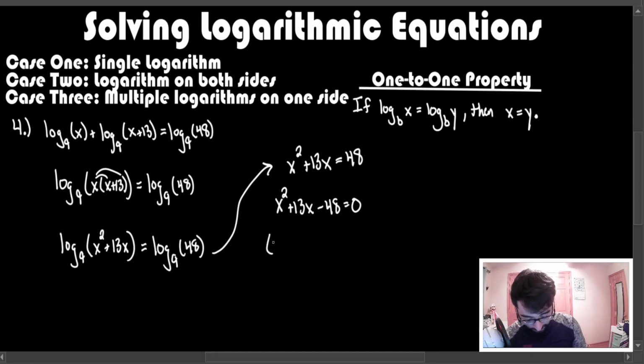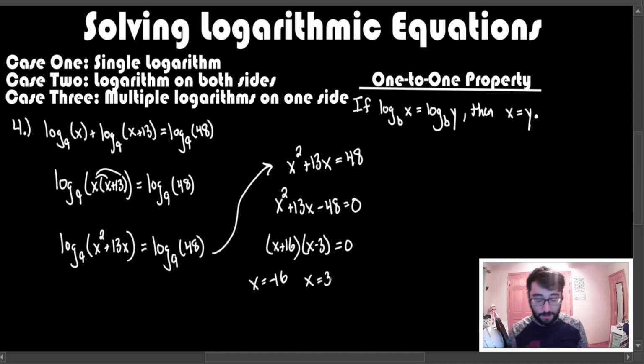And this would actually factor to x plus 16 and x minus 3. And that's equal to 0, which gets me two solutions of negative 16 and positive 3. Now remember, we need to check to see if these solutions actually work. We need to see if we have what's called an extraneous solution.